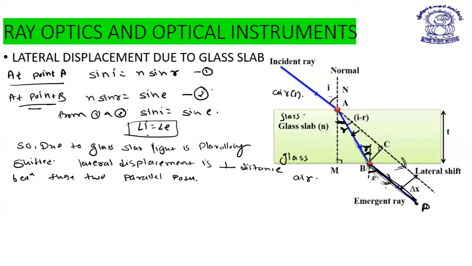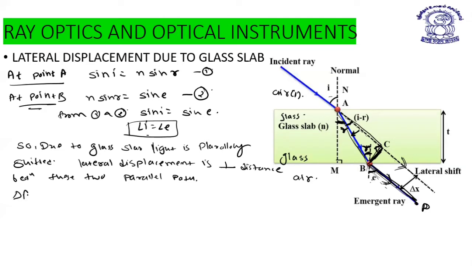We have drawn one normal BC on the actual direction of the incident ray. Now, in triangle BCA, we can see that this angle is I minus R. That is called the angle of deviation.